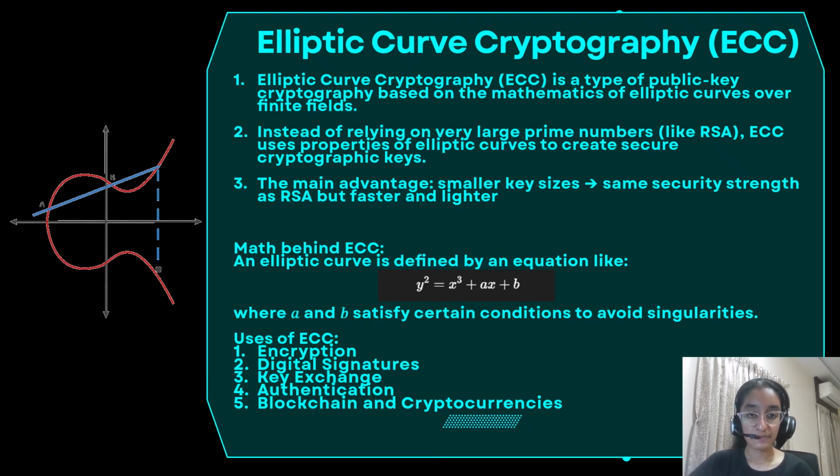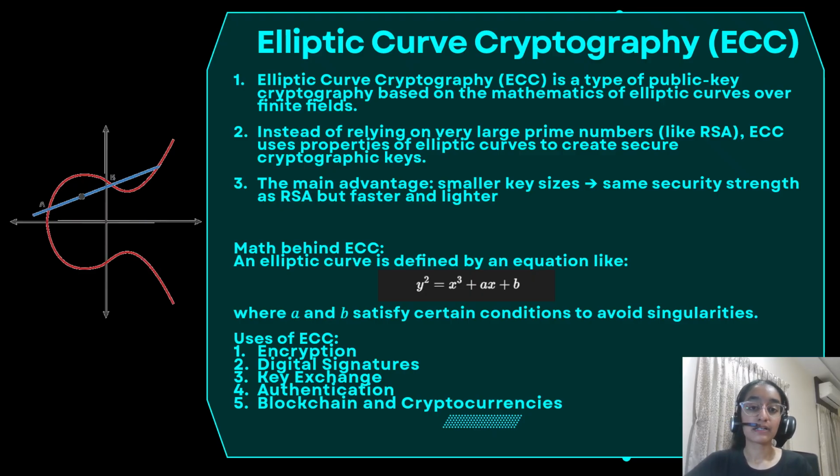Elliptic curve cryptography is a type of public key cryptography. It is based on the mathematics of elliptic curves over finite fields. So instead of relying on very large prime numbers like RSA, ECC uses properties of elliptic curves to create secure cryptography keys. The main advantage is smaller key sizes with the same security and strength. It has the same security and strength as RSA, but it is faster and lighter. The math behind ECC is kind of simplified. I'm giving you a short brief of it.